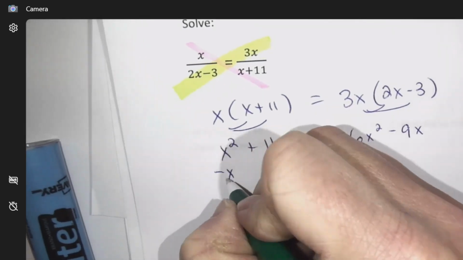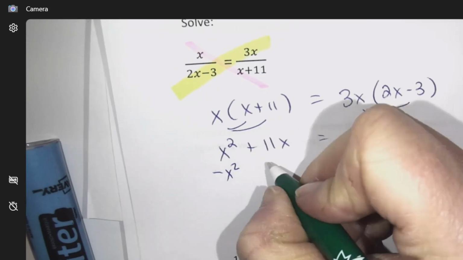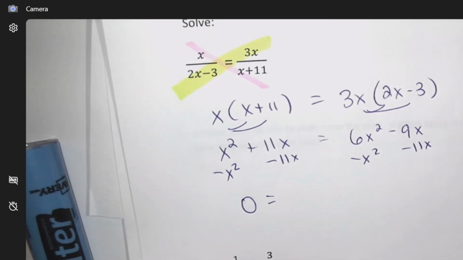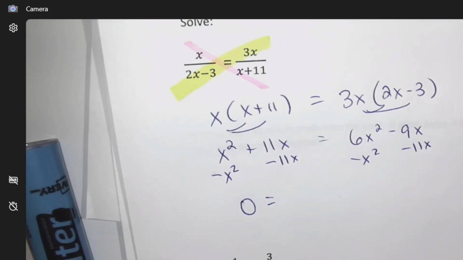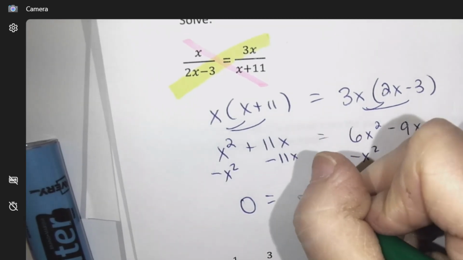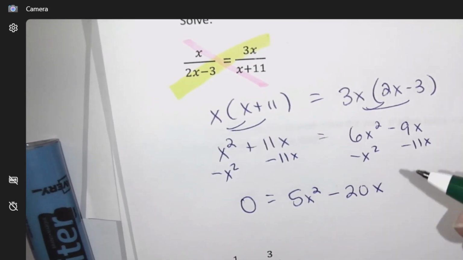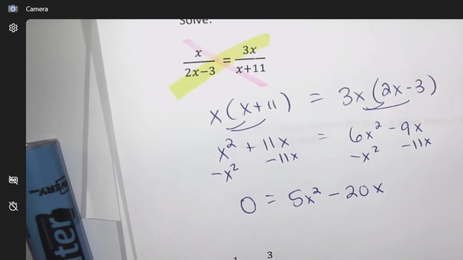So I'm going to minus x squared, and I'm going to minus 11x, and do a 0 on one side. Okay, if you only see one variable, like anything is just x's or something, you can isolate, right?